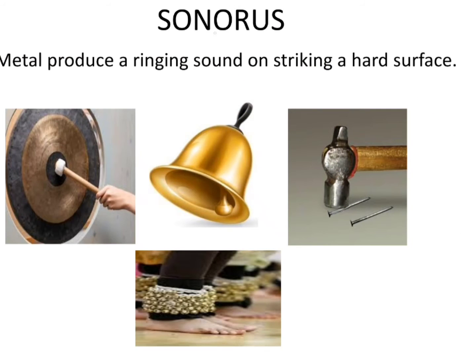The next property is sonorous, which means metals produce a ringing sound on striking a hard surface. If you hit a metal with a hard surface, it generates a ringing sound. We use it in school bells. And here you can see all these objects produce sound when they are hit hard.